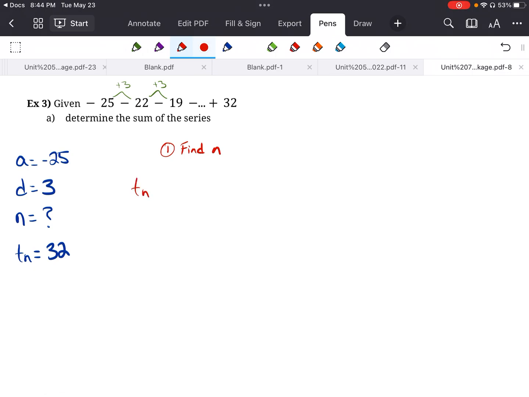And we're going to do that with Tn equals a plus d times n minus 1. So this is the general term form that we learned a couple days ago. 32 equals -25 plus 3 times n minus 1. Oops, sorry. So to get rid of that -25, we're going to add 25. So we get 57 equals 3 times n minus 1.